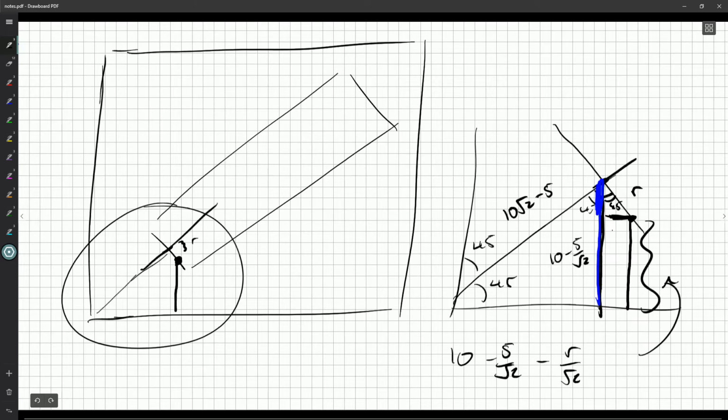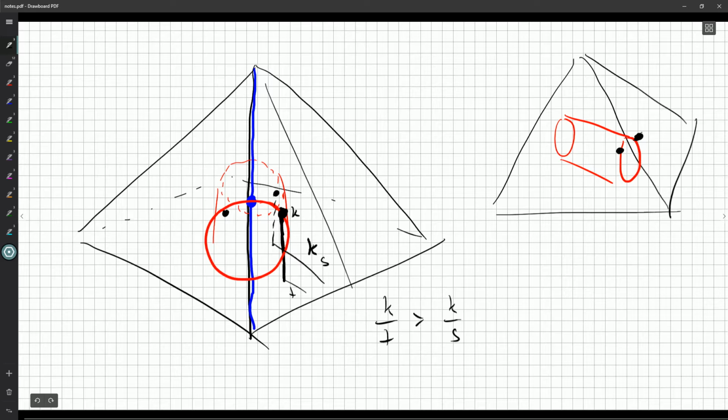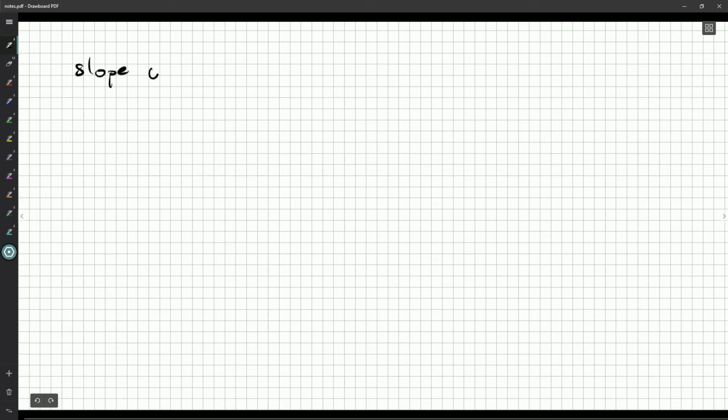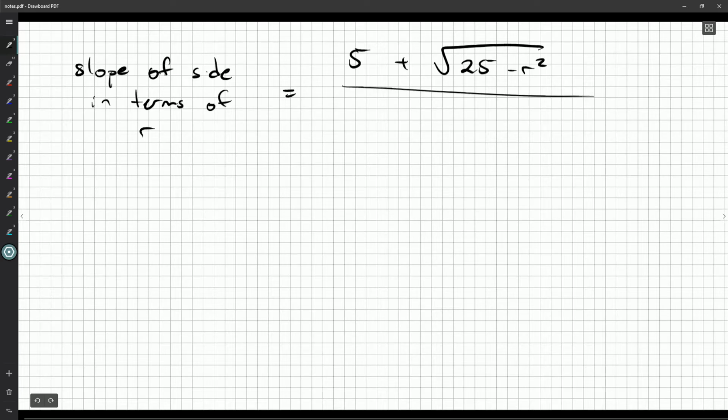But the ratio, so the slope from this intersection point, might call it capital R. So the slope of r to the slope of this right here, which should then be the slope of the side, in terms of r, must be, what was that height? 5 plus root 25 minus r squared, that was the height, divided by 10 minus 5 over root 2 minus r over root 2. And that's a whole lot of confusing for me.